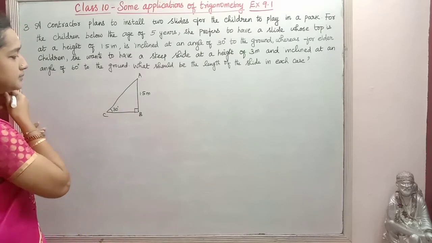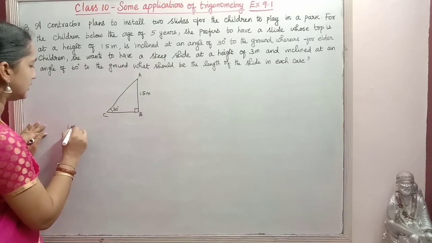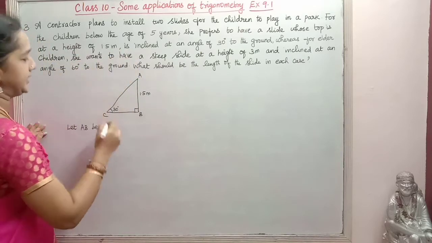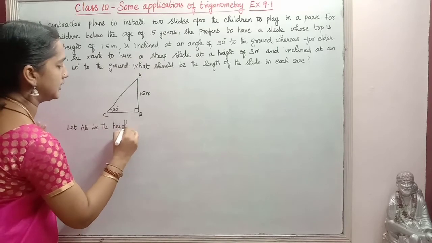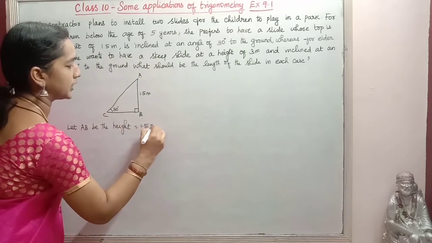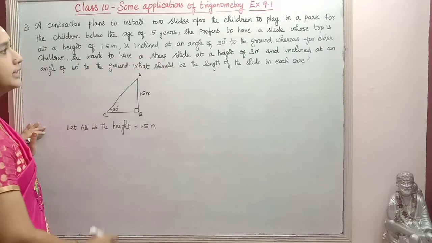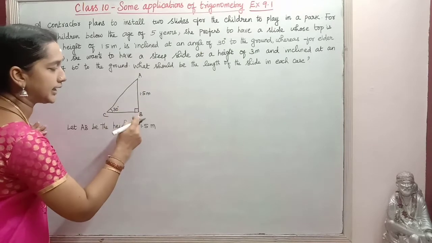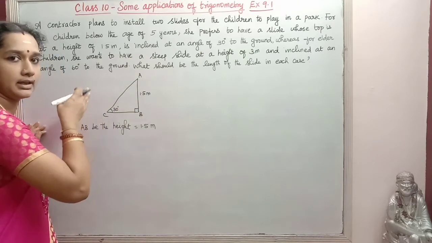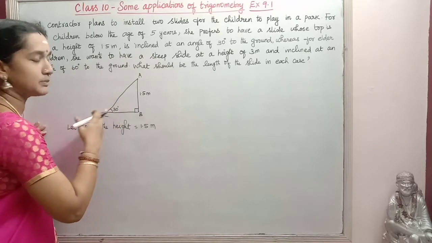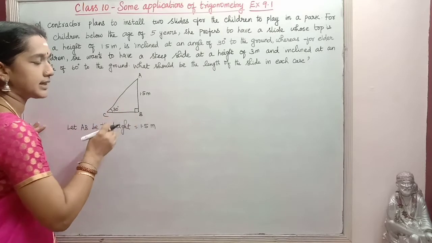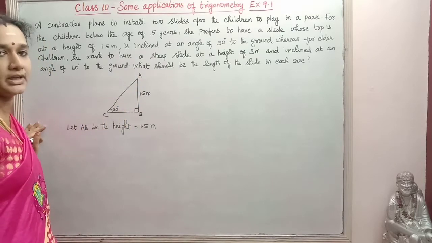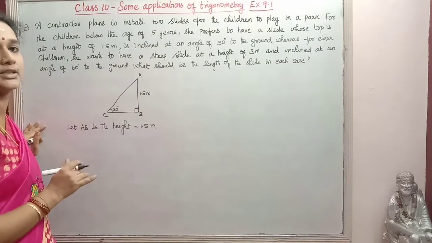Okay, so in this, let AB be the height, that is equal to 1.5 meter. The angle of inclination is 30 degree to the ground. The distance between the vertical pole and the point where the inclination of the angle starts is BC. Since that is not necessary for this sum, we are leaving that. AC is the length of the slide. That only we are asked to find.